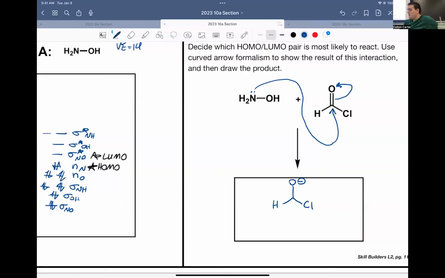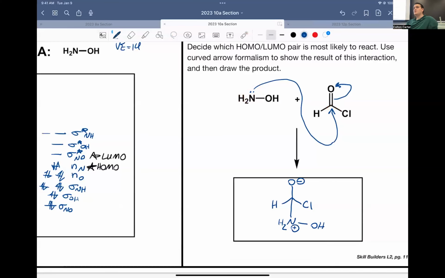And then this carbon, you created a bond between this nitrogen when it attacked this carbon over here. So you have this nitrogen right here. You still have the H2, and then you have the OH. But now this nitrogen's attached to 4 things. So what's its formal charge? Positive. Questions? Yeah.